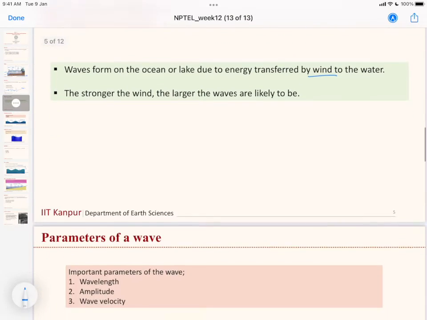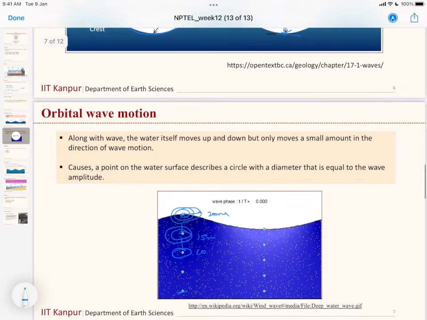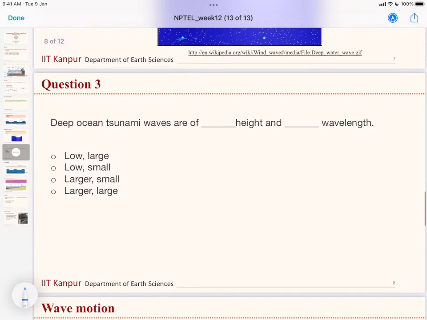There is another question in the same concept, as I mentioned just now. If we talk about deep ocean tsunami waves, they are dash height and dash wavelength. So tell me what could be the correct combination. Now we are talking about the deep ocean. Yeah. So you are saying B number, right? So you are saying A number. Why A number? Because waves are of low height. Yes, correct.